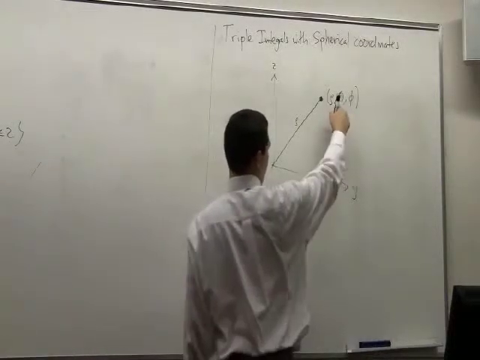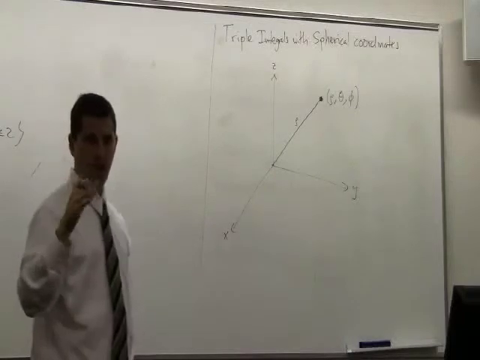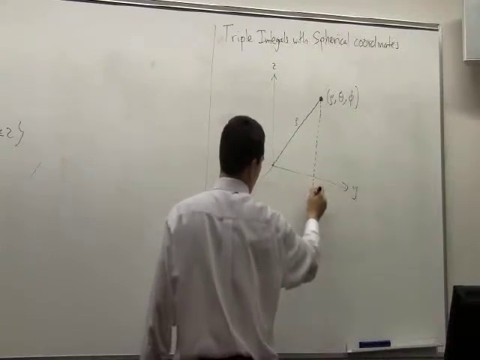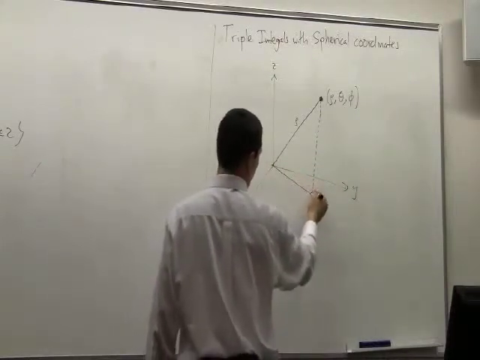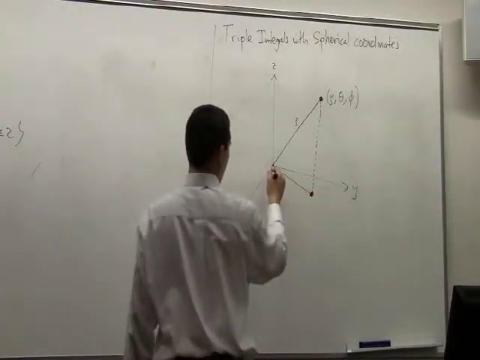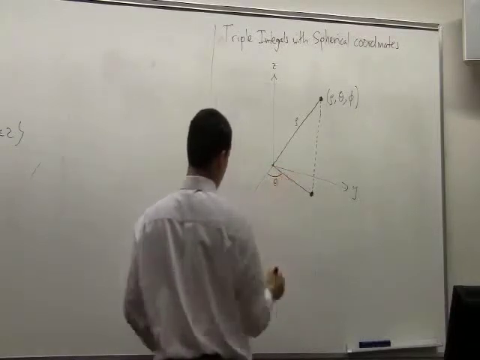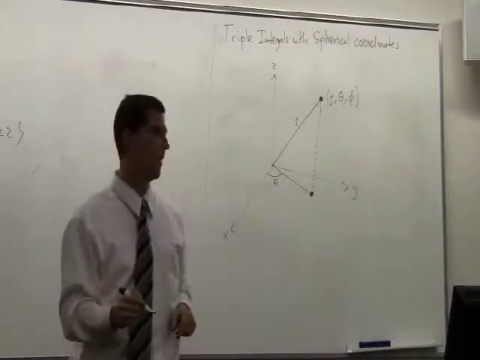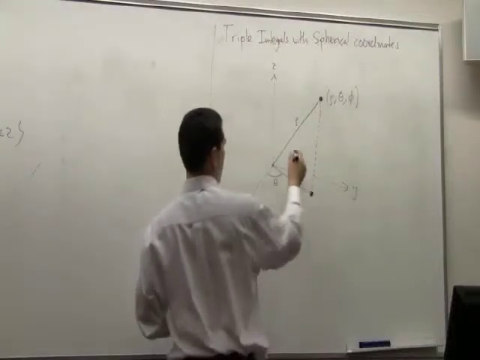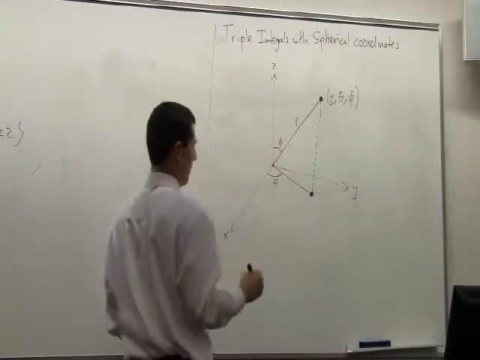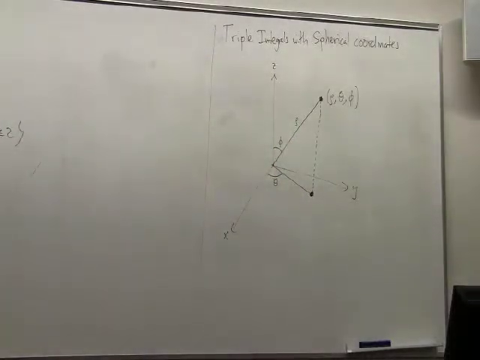Now, where does this theta come from? Well, this theta is actually the same theta as you had in polar coordinates. So if I project this down to the xy plane, then I can look at the theta that I get between the x-axis and this line segment. And that's the theta that I choose here. And then the phi is going to be the angle between this line segment and the z-axis. So this was the spherical system.